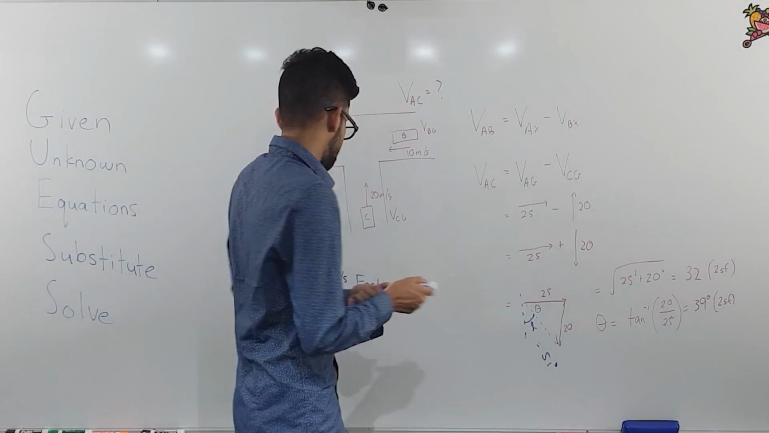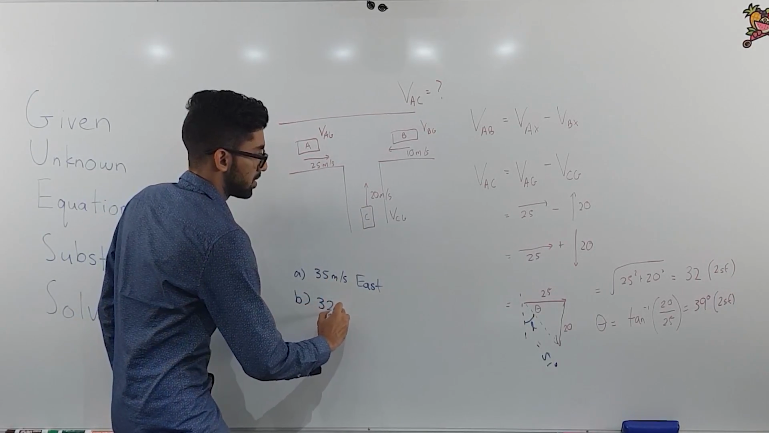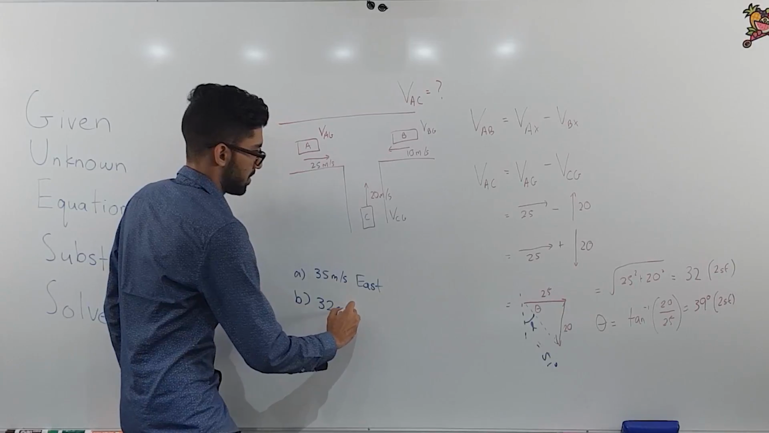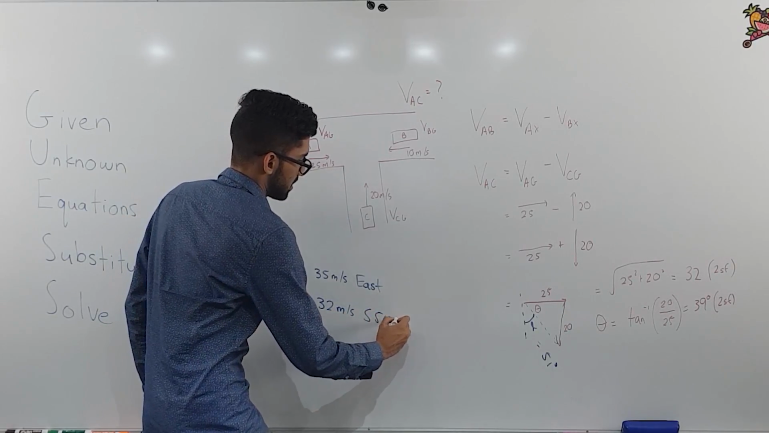So to conclude, our answer is going to be 32 meters per second, south, 51 degrees east.